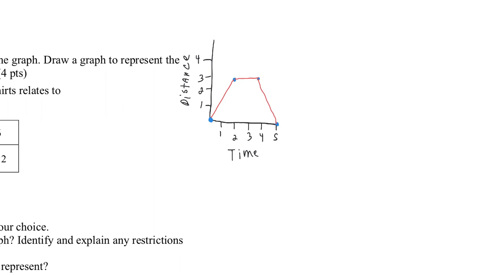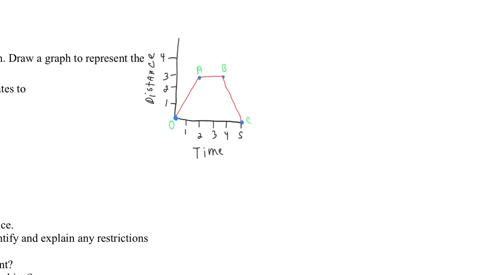I'll label my dots too. This here will be 0. This will be A, B, and C. And now all I need to do is make up any situation at all to describe what could be happening between 0 and A and B, and then B and C. So if I say that my time here is in minutes, and maybe the distance could be in something small, feet, or you can make it large. Again, this is going to be a situation you decide.